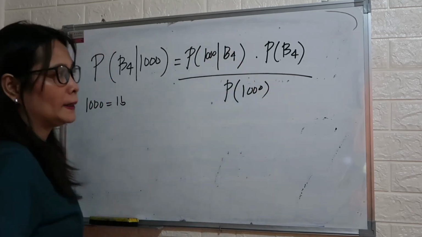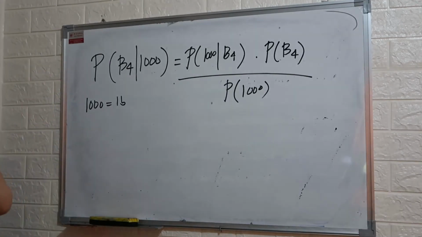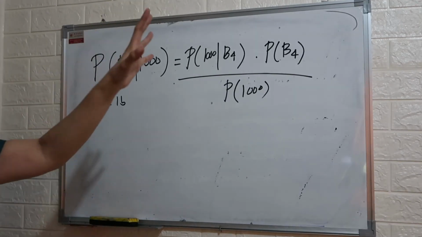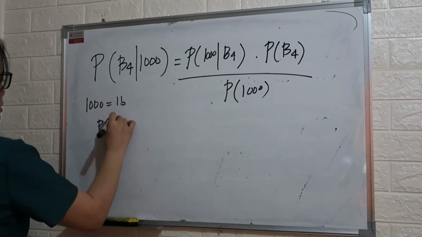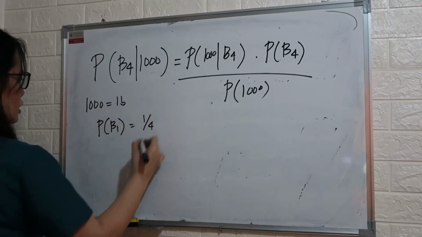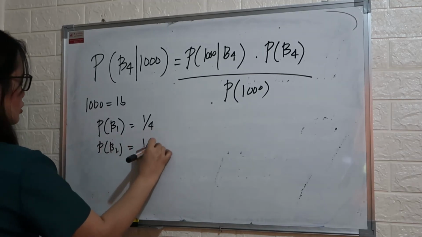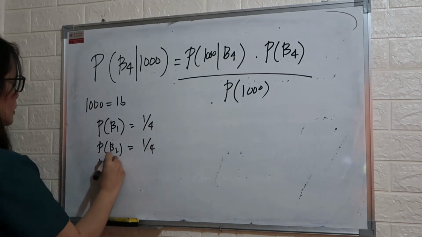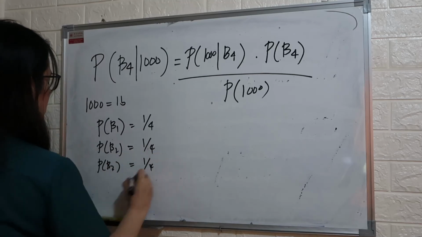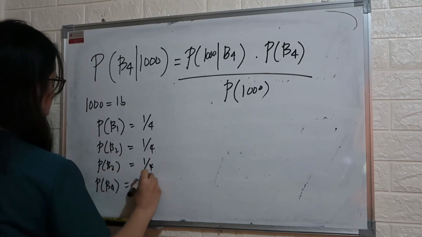So first we need to identify the givens, as in the previous example. The probability of selecting box 1 is 1/4. Why is it 1/4? Because there are 4 boxes. The probability of selecting box 2 is also 1/4, box 3 is also 1/4, and then the probability of selecting box 4 is also 1/4.